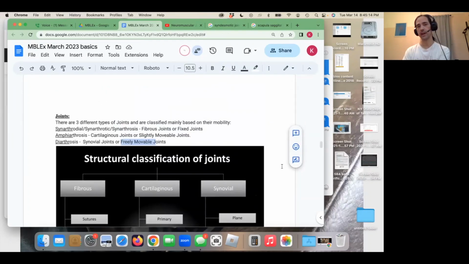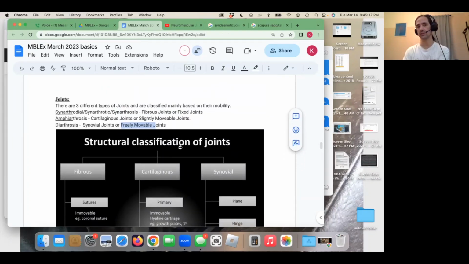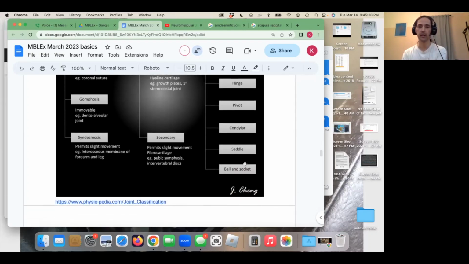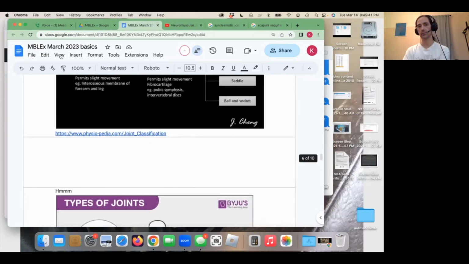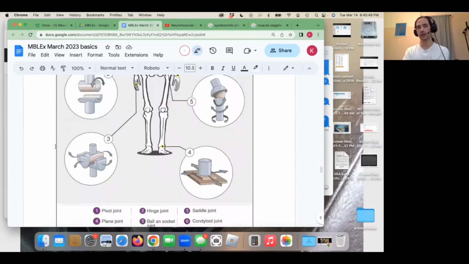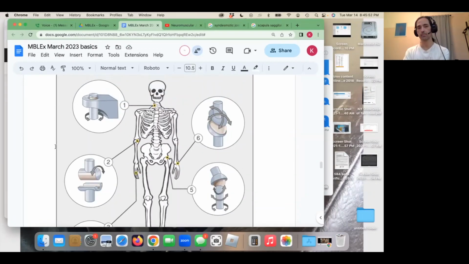Hopefully they ask you several questions based on this stuff, because if you get some of the information in your mind, you can reproduce it from a couple different angles. Hopefully they'll ask you a dozen questions about the joints. So the synovial joints, or the diarthrotic joints, are the plane, hinge, pivot, condylar, saddle, and ball and socket. In your March 2023 basics, there's a link that will open this chart. So let's go over the types now.